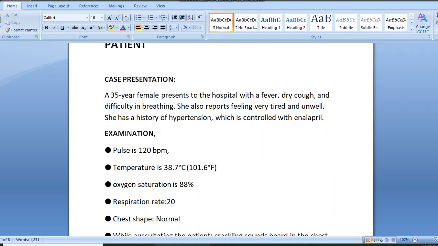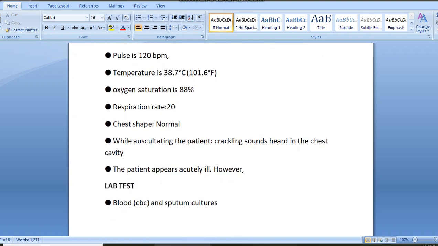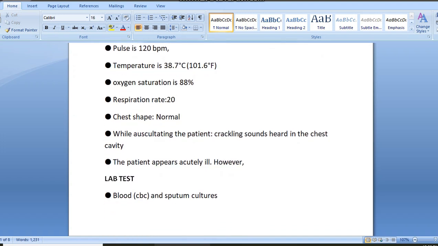Examination. Pulse is 120 beats per minute. Temperature is 38.7 degrees centigrade. Oxygen saturation is 88%. Respiration rate is 20. Chest shape is normal. While auscultating the patient, crackling sounds were heard in the chest cavity. The patient appears acutely ill, however.